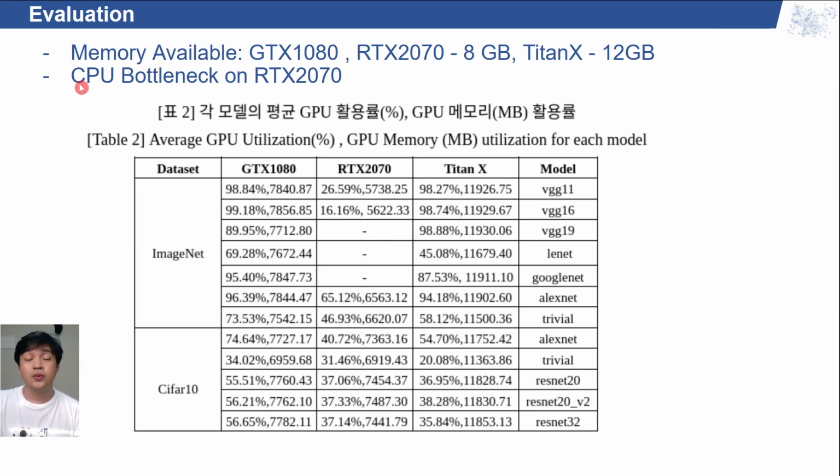In order to further visualize this bottleneck issue, we can compare the VGG11 model for the 3 GPUs, and we can see that the GTX 1080 and Titan X have similar GPU utilization. However, for the RTX 2070, there's a massive drop in GPU utilization due to the CPU bottleneck issue.